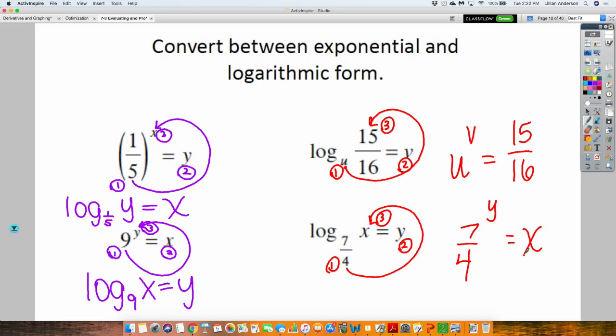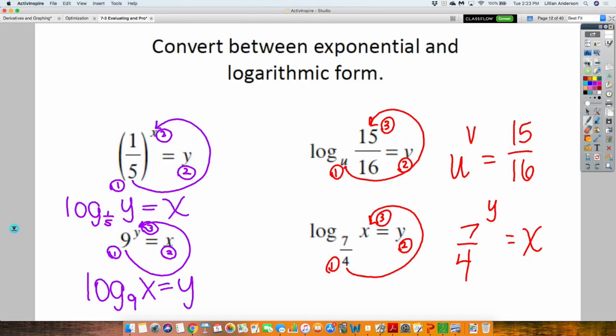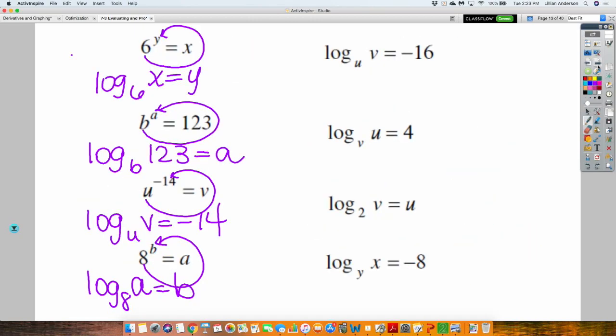Now these, of course, you can't really do much from that except to rewrite. But this skill right here is how you actually are going to evaluate logs without using your calculator. Okay? Do you guys understand? Yes. Can you do the next 4? Yes. Okay. Do the next 4.